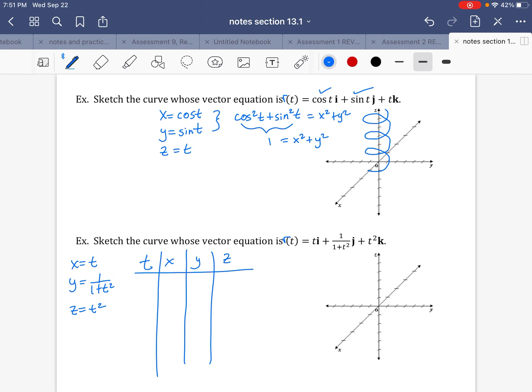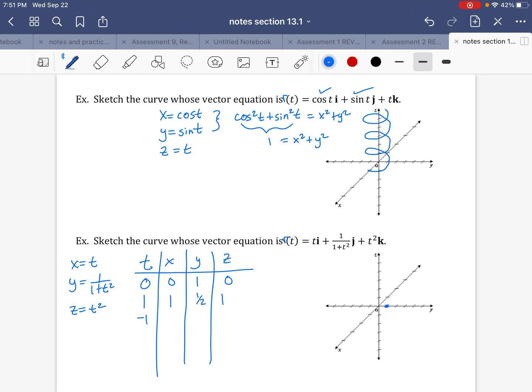Okay, all right, so let's do, how about 0? T is 0. All right, so when t is 0, I get x is 0, y is 1, and z is 0. So there's 0, 1, 0. So let's try positive 1. So I put positive 1, the x is 1, I get a 1/2 here, and I get a 1.